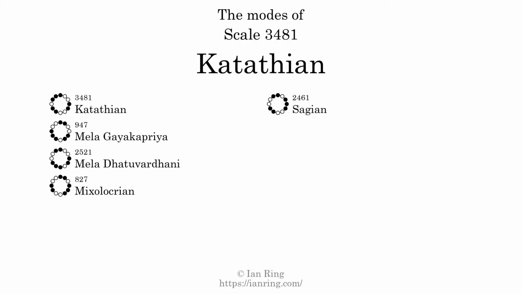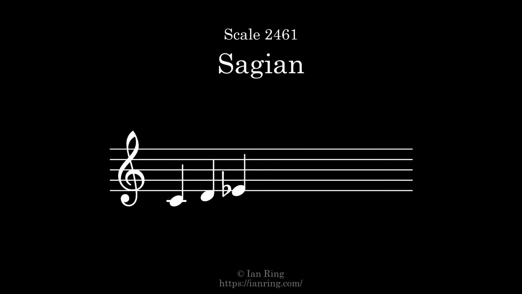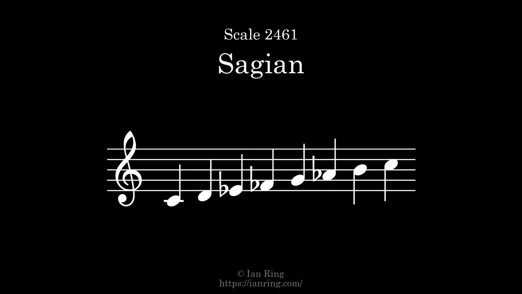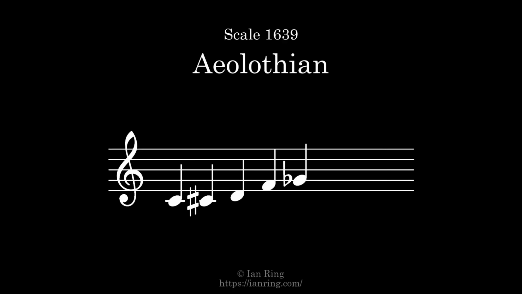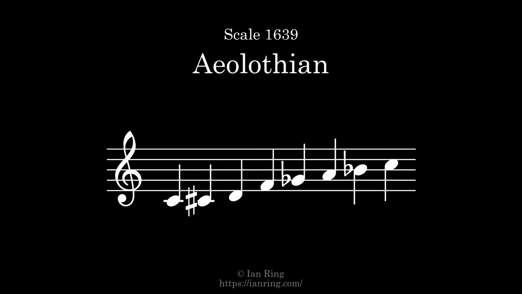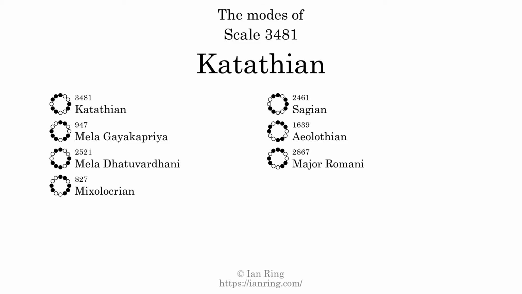The fifth mode is scale 2461, also known as Sagen. It sounds like this. The sixth mode is scale 1639, also known as Katathian. It sounds like this. The seventh and last mode is scale 2867, also known as Major Romani. It sounds like this.